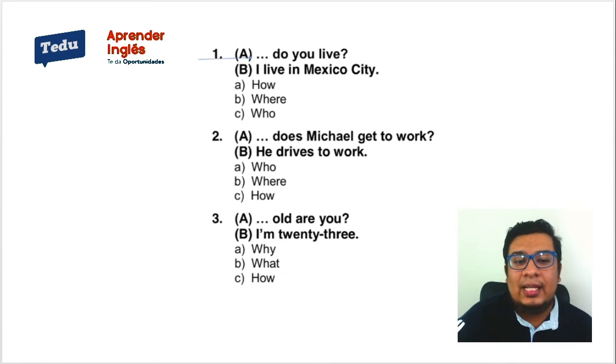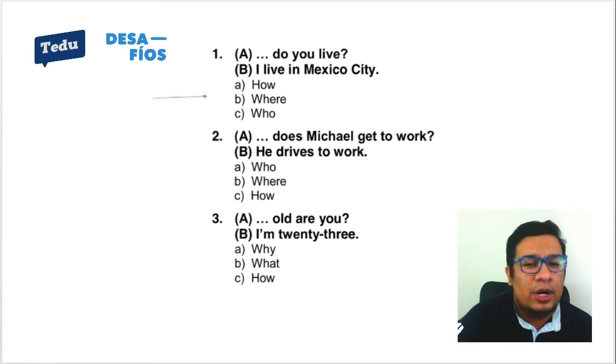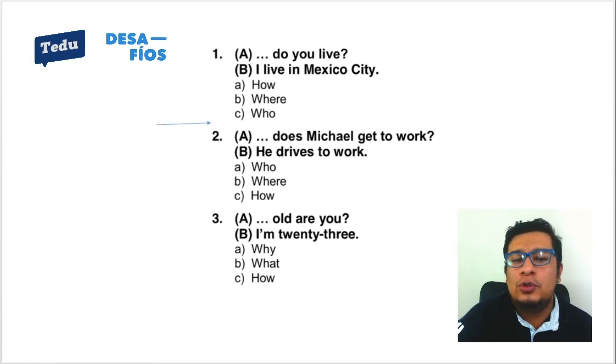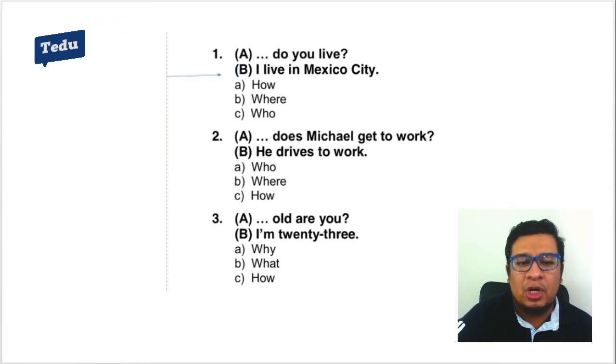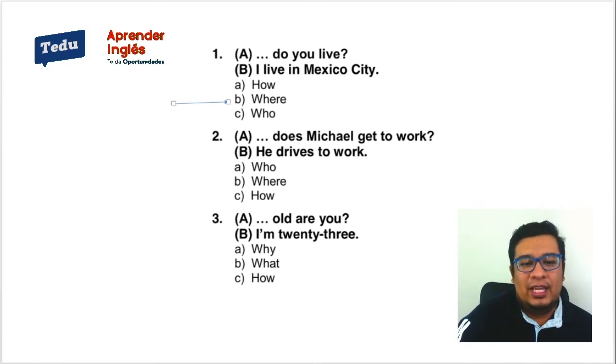So, do you live? What will be? How do you live? Where do you live? Or who do you live? Remember that the answer is I live in Mexico City. So what will be the correct option? The correct option is where do you live? Okay, that's the correct option.